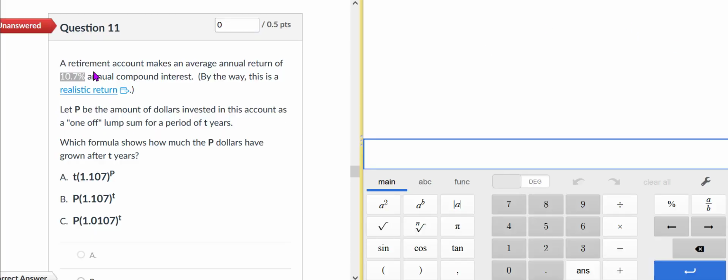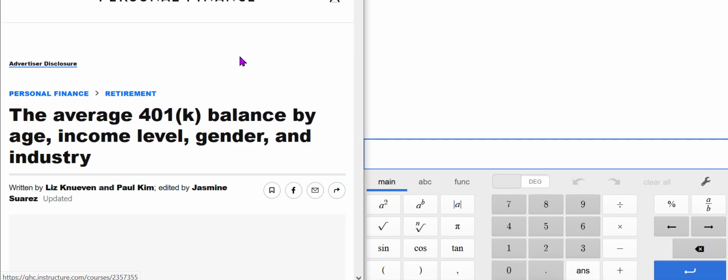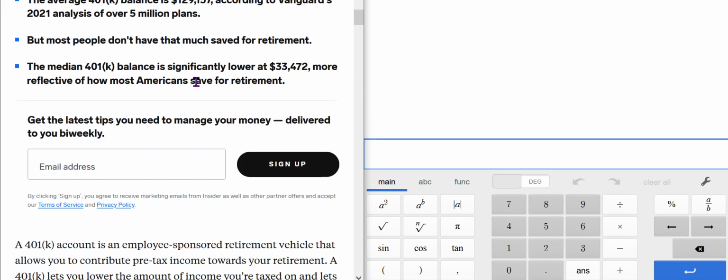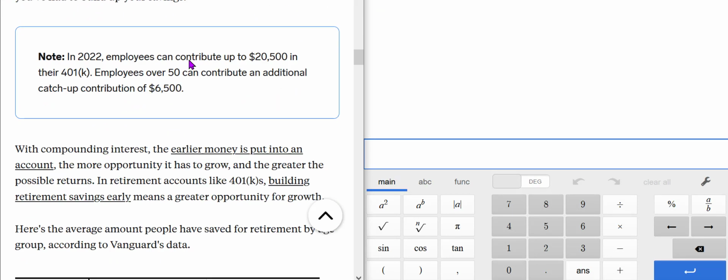Alrighty, so we've got a retirement account that makes an average annual return of 10.7% annual compound interest, and I'm saying that this is a realistic return. If you click on here, you can see the average 401k is a type of retirement account that a lot of people have, and you can read about different returns there.